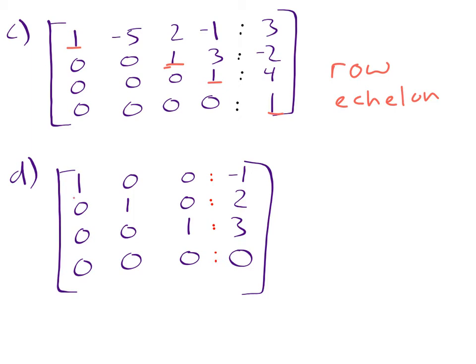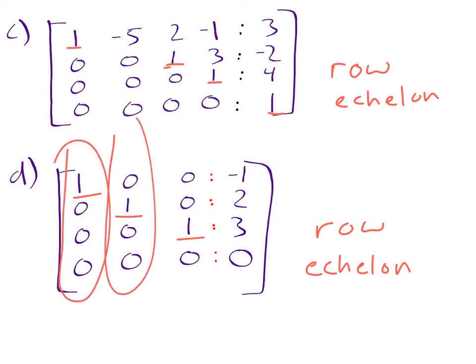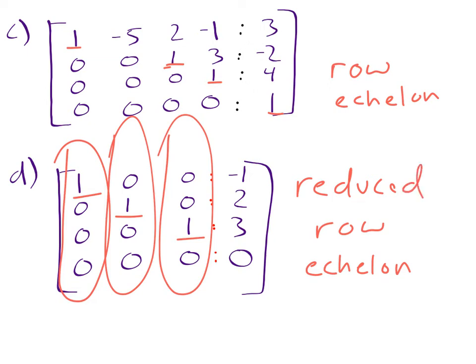Part D. Leading 1, leading 1, leading 1. There is a row of zeros, but it's at the bottom. Let's call it row echelon form. Dare we call it reduced? Nothing but zeros. Nothing but zeros, other than the leading 1, obviously. Nothing but zeros. Yes, we shall. That's what reduced row echelon form looks like.